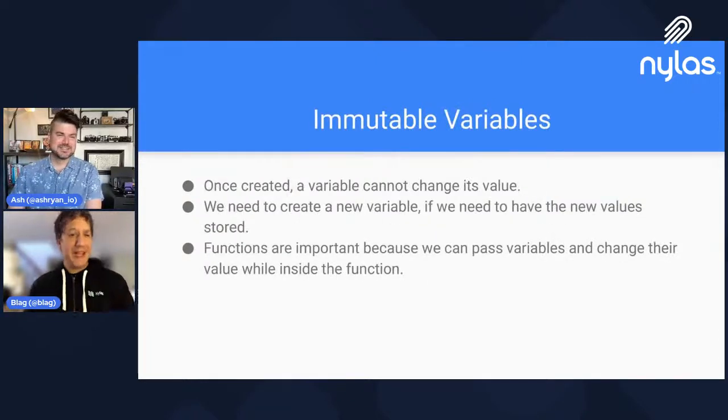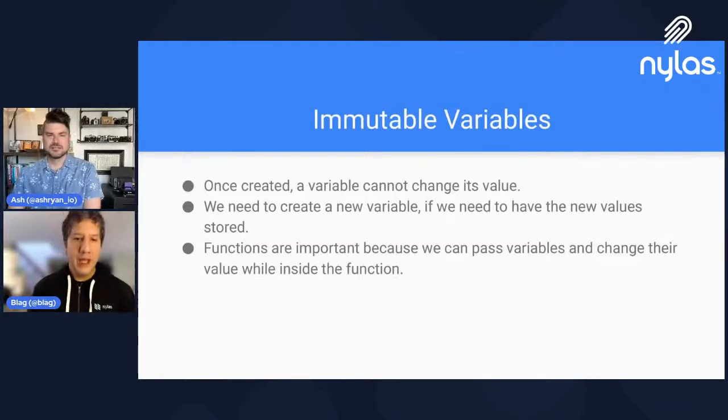So let's start a deep dive of what makes functional programming special or different. So first of all, variables are immutable. Once you create them, you cannot change their values. So variables are not variable, which is kind of funny. If we need to change the value of a variable, we need to create a new variable and then put the value in there, right?